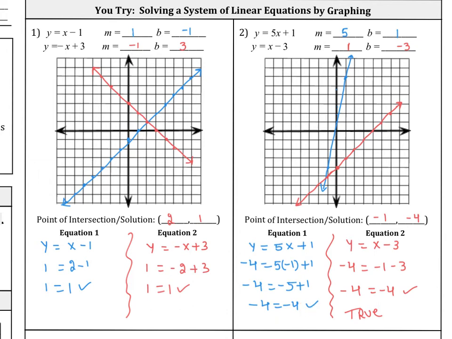For the second equation, you're using y equals x minus 3 and use y value as negative 4 and x value as negative 1. Negative 4 equals negative 1 minus 3, that is negative 4. Negative 4 equals negative 4 is true, so it means that this coordinate negative 1 comma negative 4 is a solution of these two equations or a system of equations.